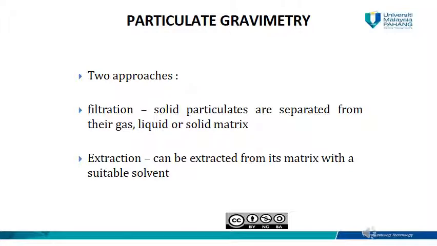For particulate gravimetry, we have two approaches. The first one is filtration. For filtration, we use solid particulates, which are separated from their gas, liquid, or solid matrix. The second one is extraction. In particulate gravimetry, you can extract the sample from its matrix with a suitable solvent, such as in liquid extraction. This is what we call extraction.